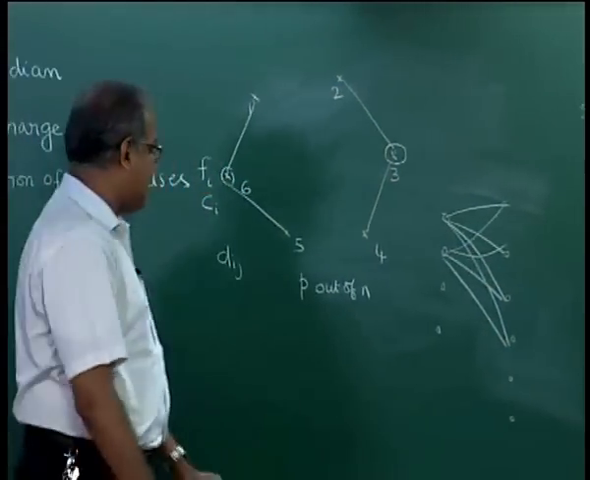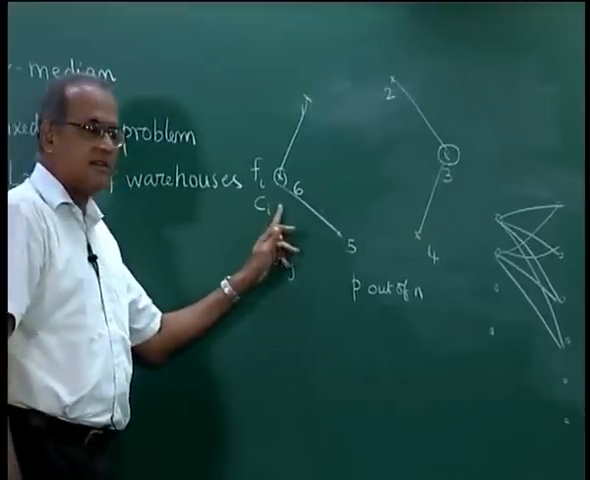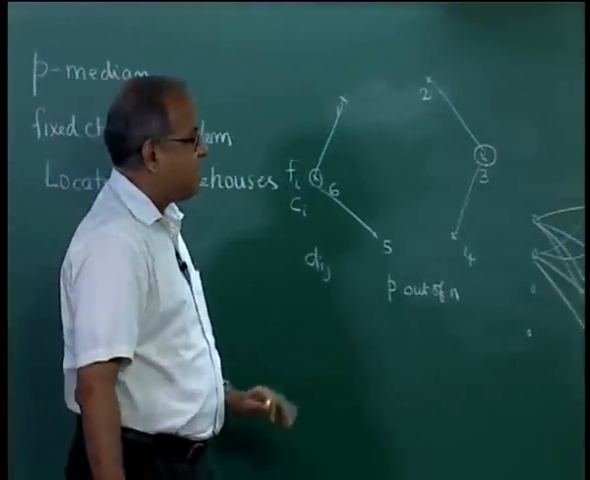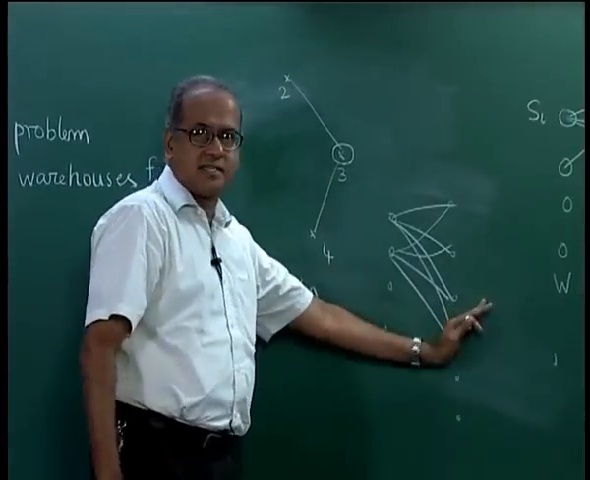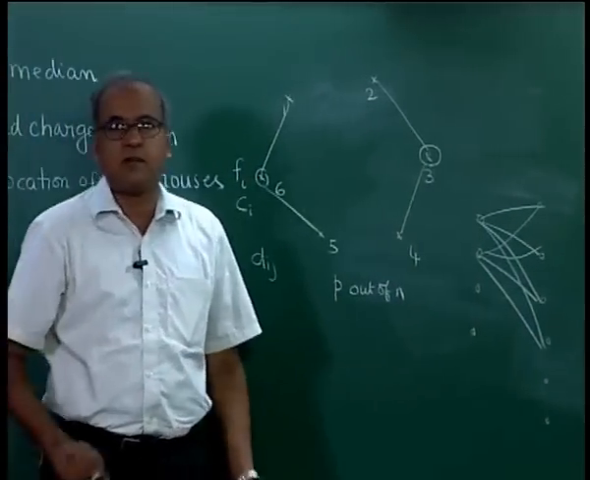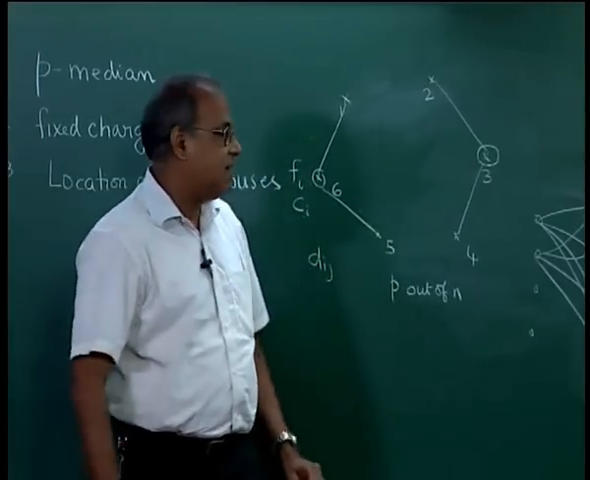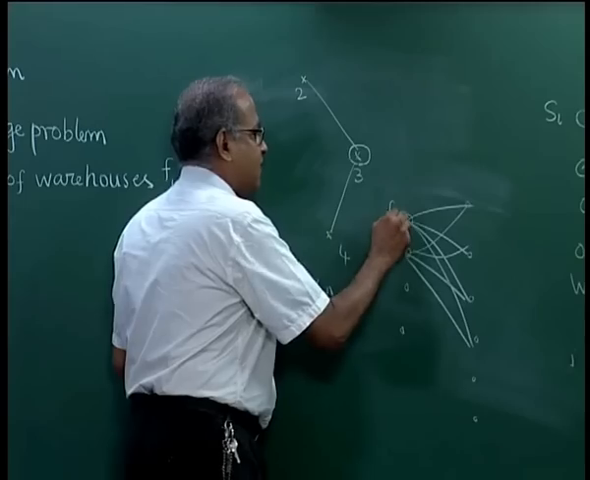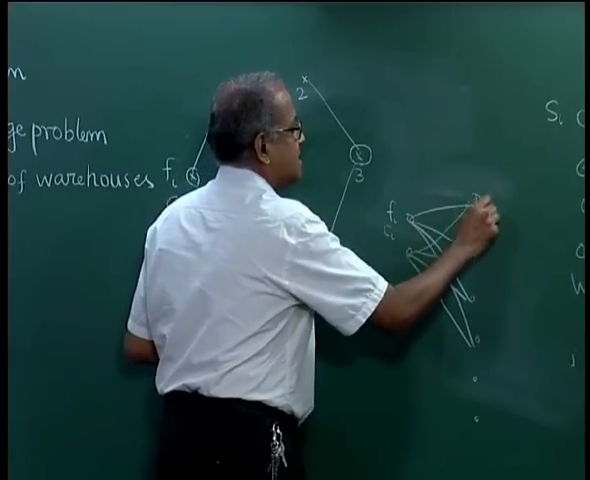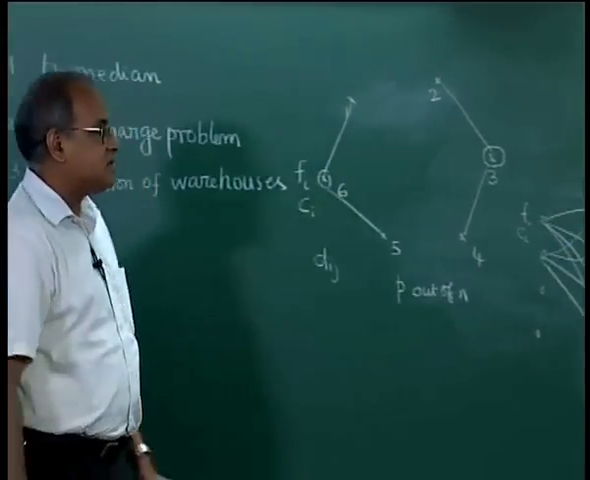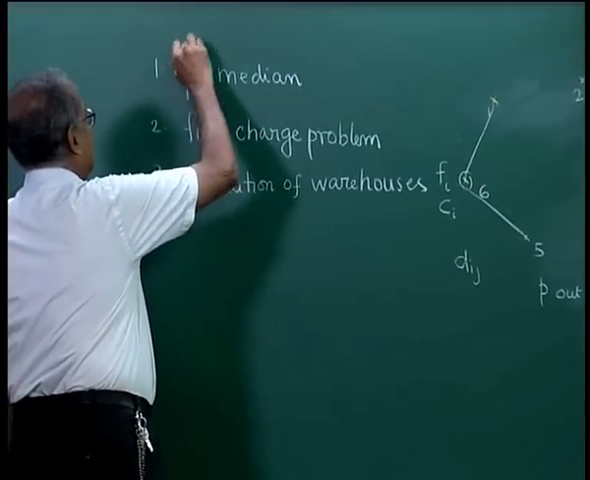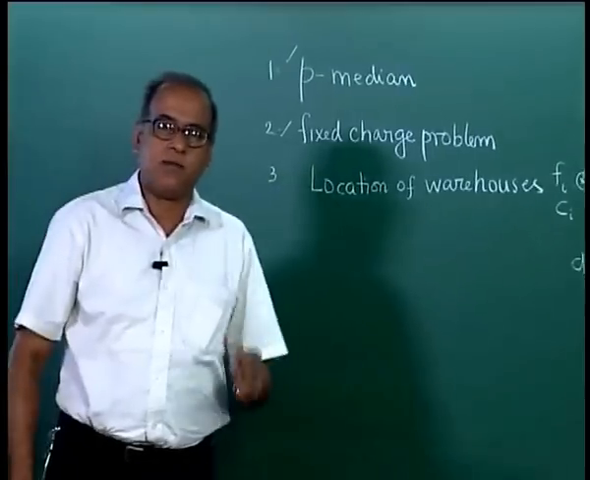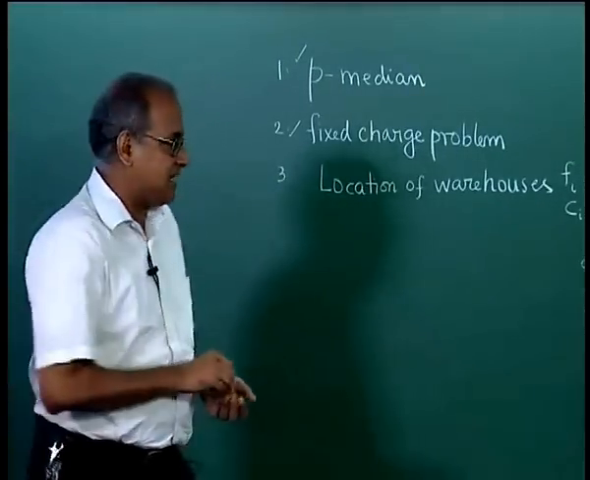So here the Dij will be a square matrix. If there are 6 points we will get a 6 into 6 Dij. Now here, if there are 4 sites and 6 customers, the Dij matrix will be a 4 into 6 matrix. Then we want to find out which two of these we select. There is an Fi, there is a Ci and there is a Dj. So we have seen some aspects of P median and we have also seen some aspects of the fixed charge problem in an earlier lecture.